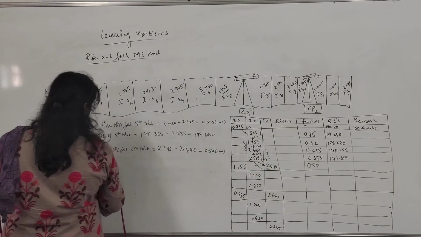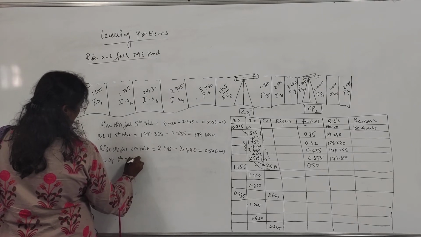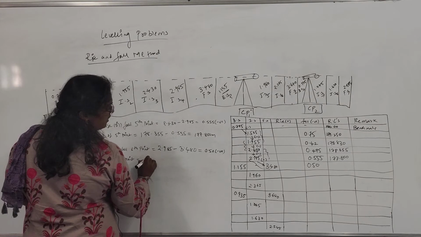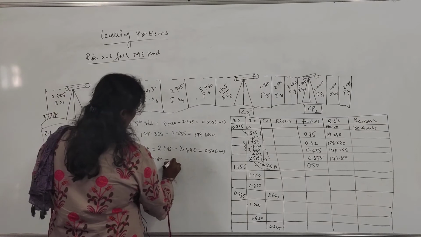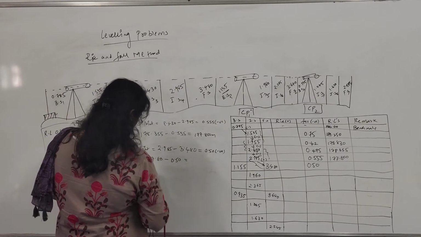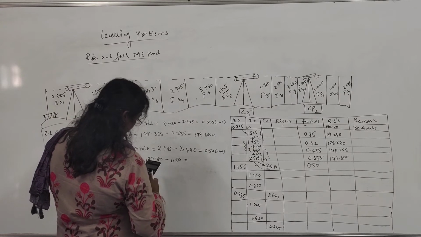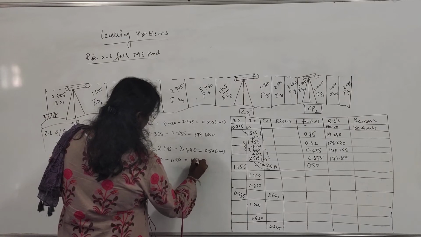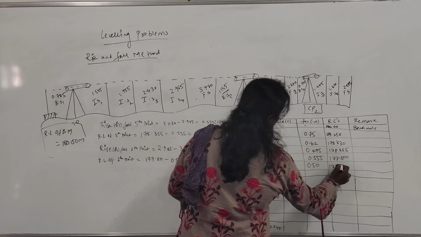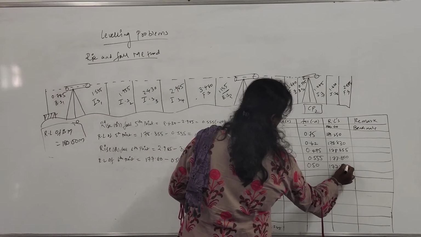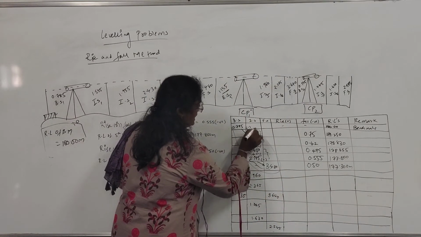Now we need to find the RL of the sixth point. So what will it be? 177.80 minus how much? 0.50. So what will be the value here? 177.80 minus 0.50 will give you 177.30 meters. So right, place the value here, 177.300 meters. Now we have completed one cycle, right?